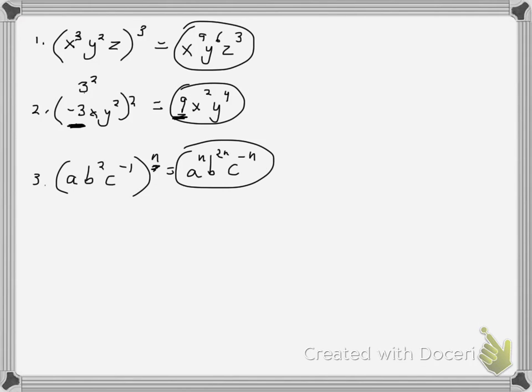We're not as used to having a variable in our exponent, but it's the same idea. A is to the first power, so 1 times n is n, 2 times n is 2n, and negative 1 times n is negative n. Let's do the next 3.